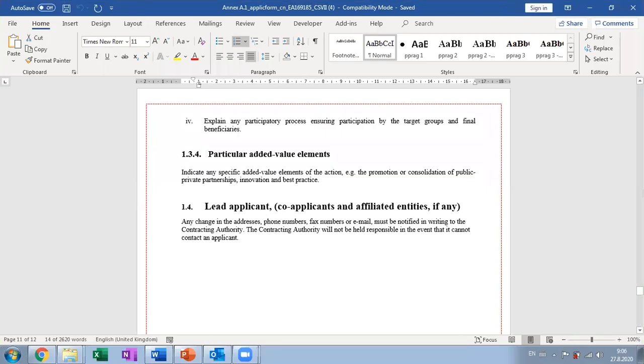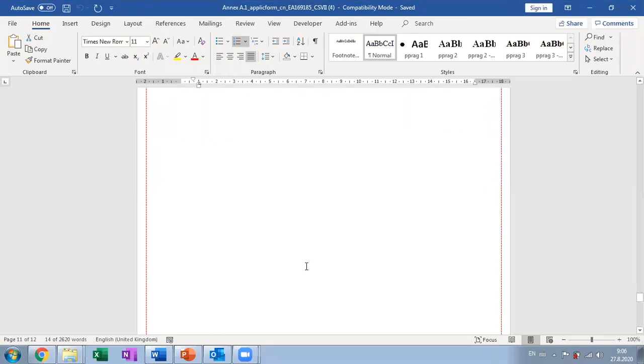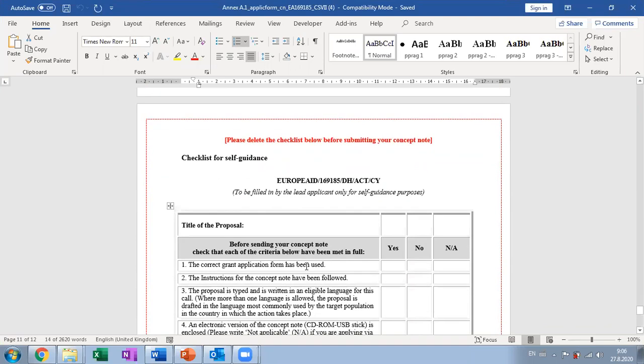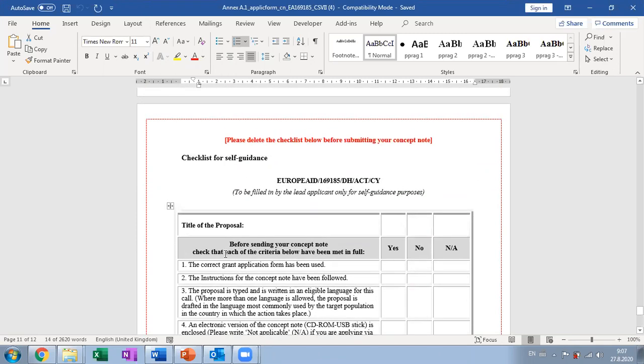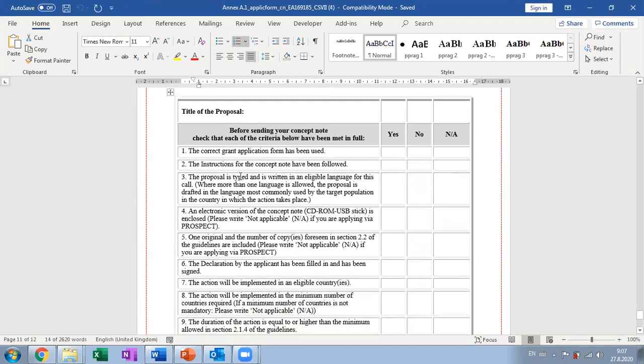What the donor wants you to present in specific sections. There is also a checklist for self-guidance. This is something that's for your use only. You don't need to attach this checklist when submitting the concept note. Actually, it says really here in the first row that you're to delete this checklist before submitting your concept note.